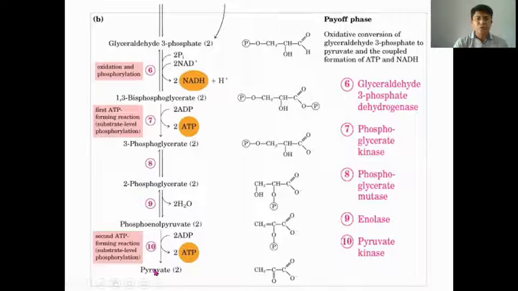Phosphoenol pyruvate is then converted into pyruvate. So two molecules of phosphoenol pyruvate are converted into two molecules of pyruvate, which also results in synthesis of ATP at this step. So this is the second ATP forming reaction which occurs through substrate level phosphorylation. In both these cases, at these two steps, the substrate level phosphorylation occurs.